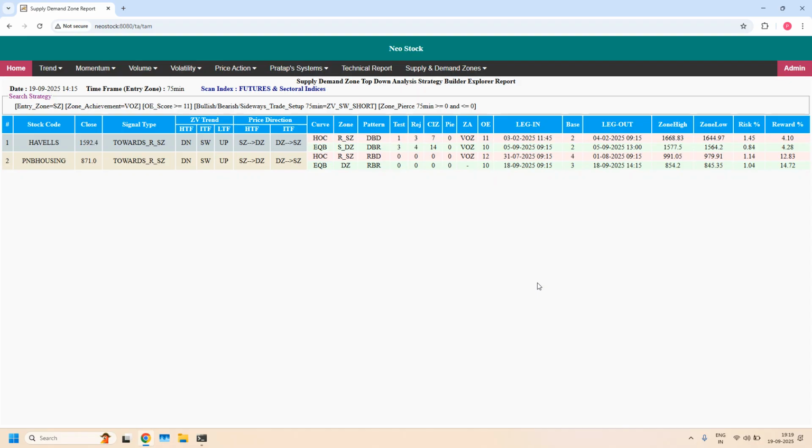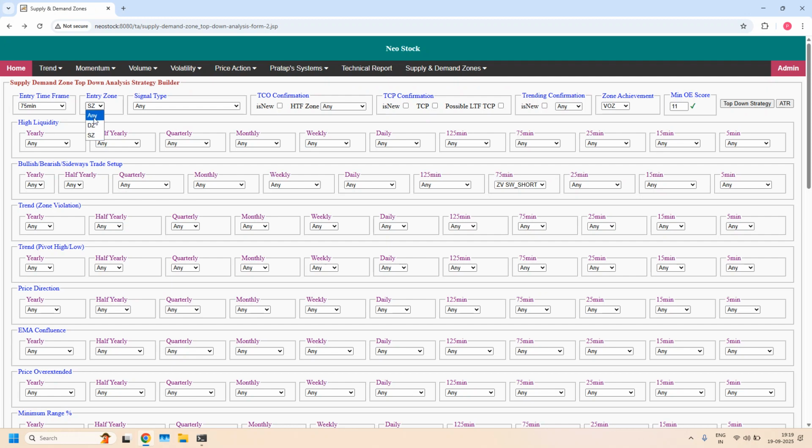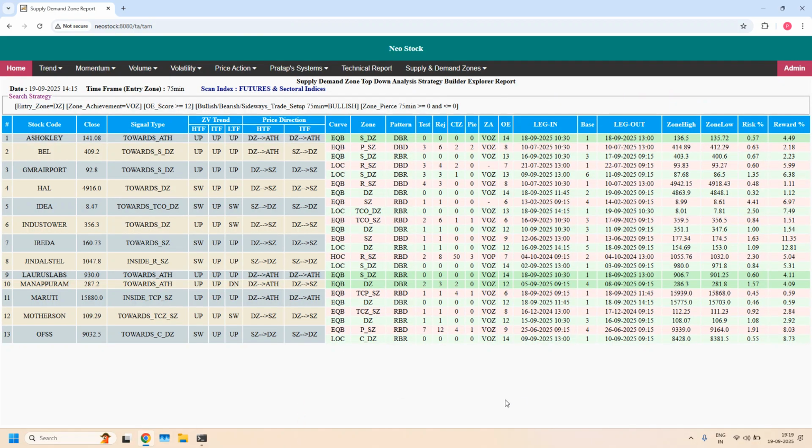Okay, next, bullish trade setup for weekly income trade. Changes are 75 minutes demand zone, here bullish, and minimum order enhance score 12. Let's filter. We got 13 stocks supporting bullish trade setup for weekly income trade. And all the entry time frame zones are 75 minutes demand zones. So total we got 13 stocks.